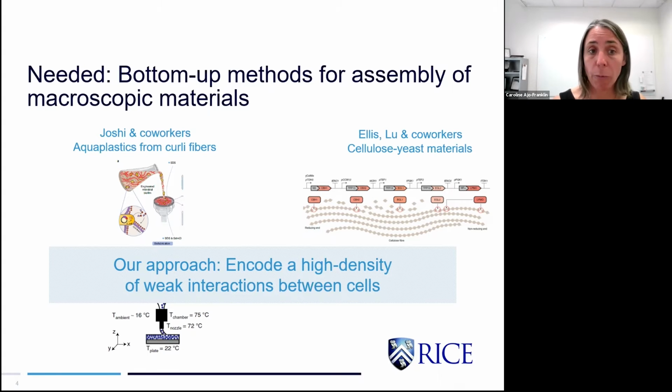And our approach was to figure out how to encode interactions between cells, weak interactions at a high density, so that these interactions could cause the cells to slowly form a large macroscopic material.